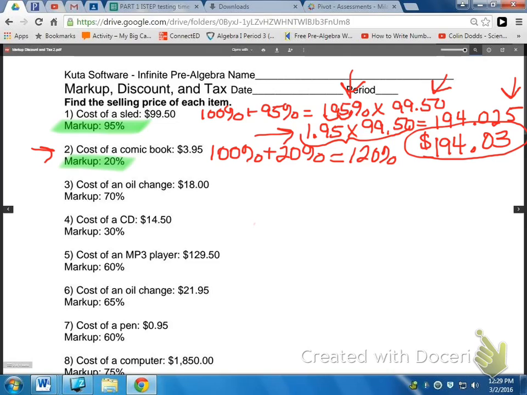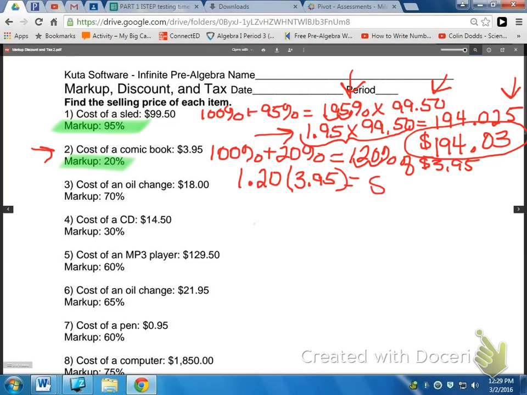So we want 120% of, or times, $3.95. So here's the math problem I put in the calculator. The 120%, to write it as a decimal, move it over 2 places. So 1.2 or 1.20 times $3.95. That'll be 100% of the cost plus 20% more. I've got 4.74.